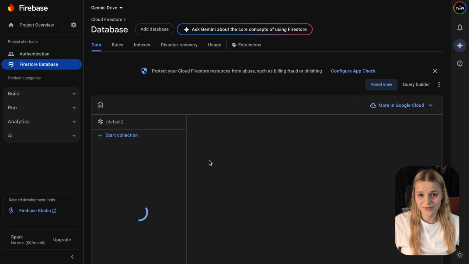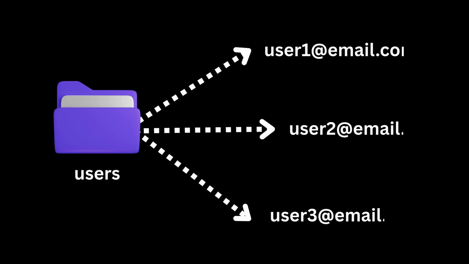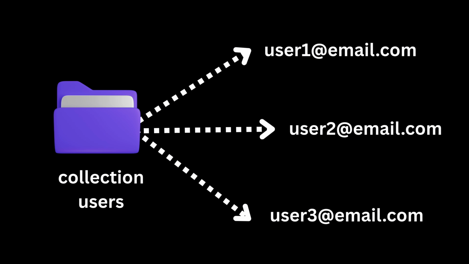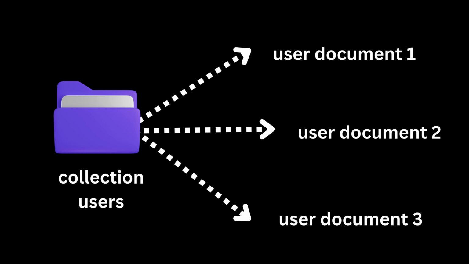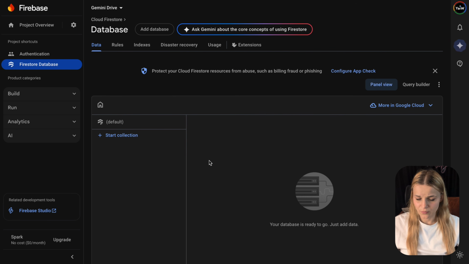Now, there are two key terms you need to understand here. One of them is a collection, which is the main folder, and another one is a document, which is an item inside it. So say you have a main folder called users, and inside it you have several accounts. Well, that main folder is going to be called a collection, and all of the users will be documents inside it. So let's go ahead and create our first collection, which is going to be our main folder where all of the user information will be stored.